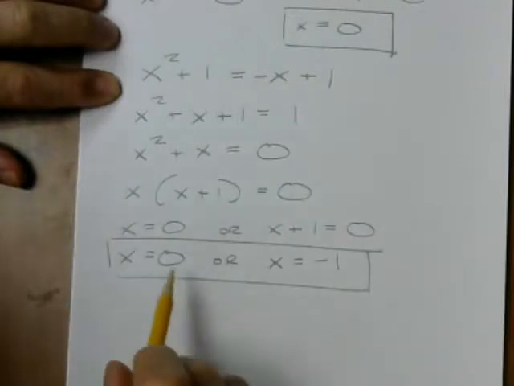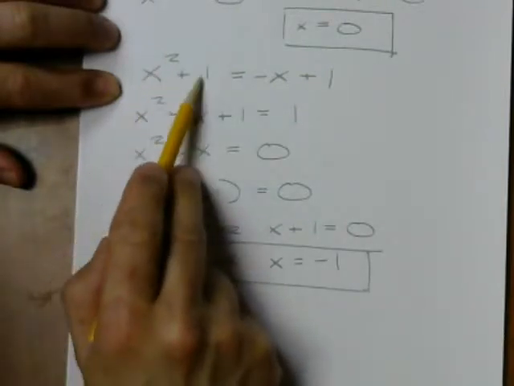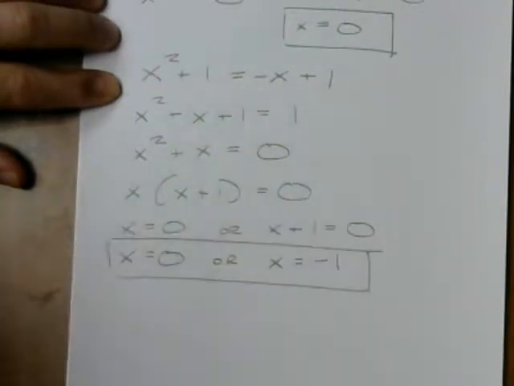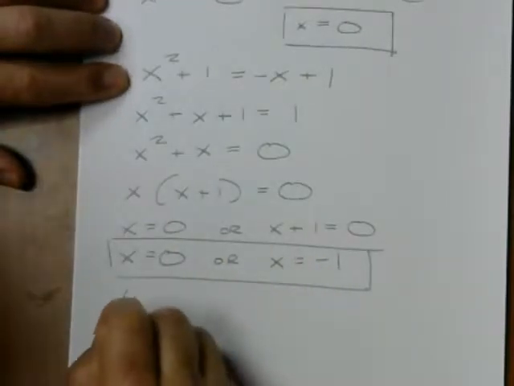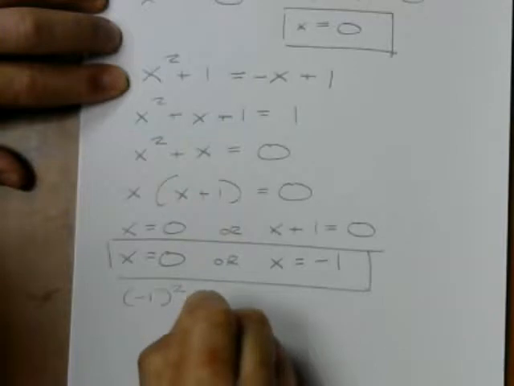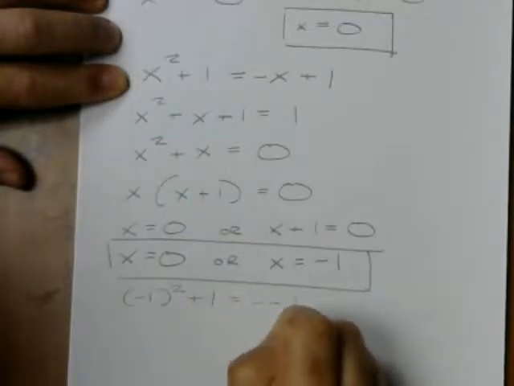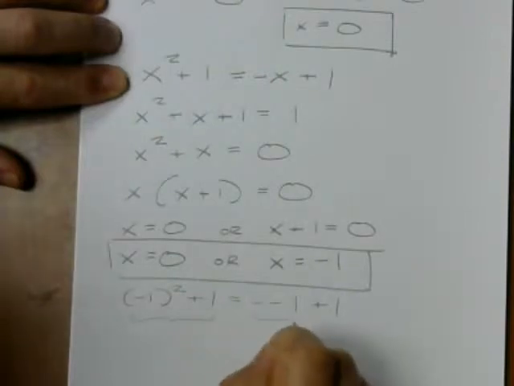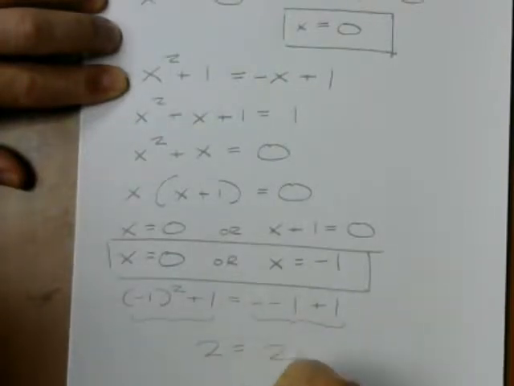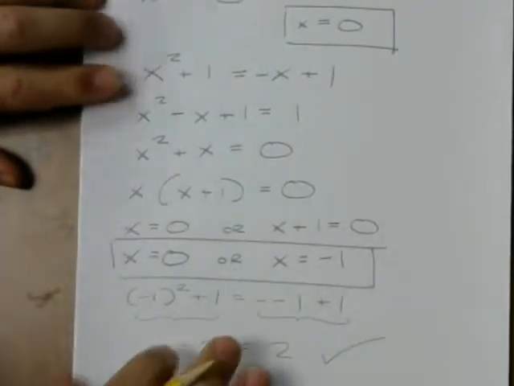We can check what happens if we plug in 0. Well, I get 1 equals 1. And what happens if we plug in minus 1? Well, we would get minus 1 squared plus 1 equals minus 1 plus 1. This is 2. This is 2. And since 2 equals 2, we're all good.